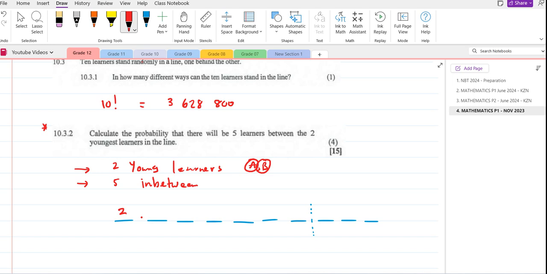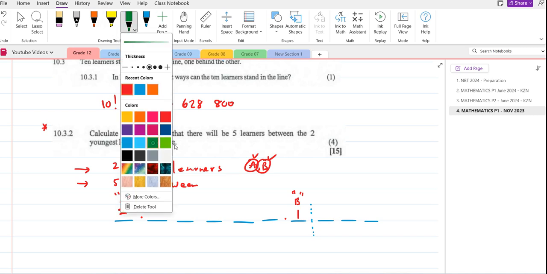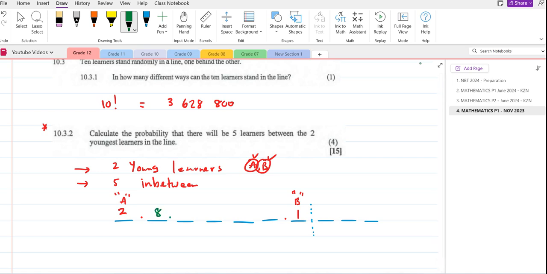Now 5 learners are going to be in between. Because they're going to be in between, obviously the last one is just going to be 1, because I'm putting the young learners there, A and B. So suppose A is here and B is placed at the end. Now how many learners have I got altogether? I've got 10 learners altogether, so I used up 2, right? So now I've got 8, 7, 6, 5 and 4, right?